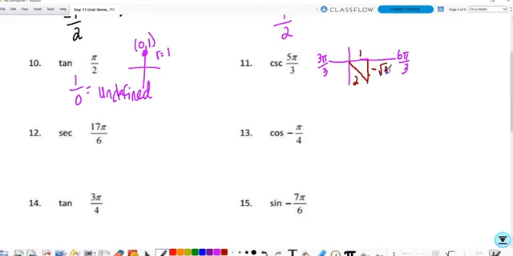So this is down root 3. Cosecant is the reciprocal of sine, which is r over y. So that's 2 over negative root 3, which is the same thing as negative 2 over root 3. Then I have to rationalize. So negative 2 root 3 over 3.